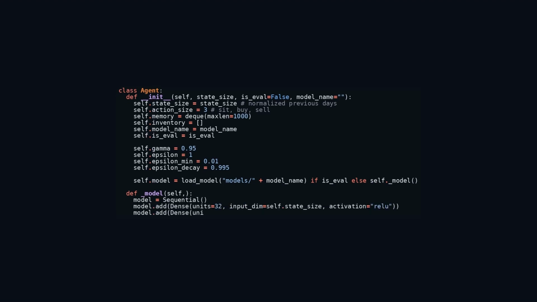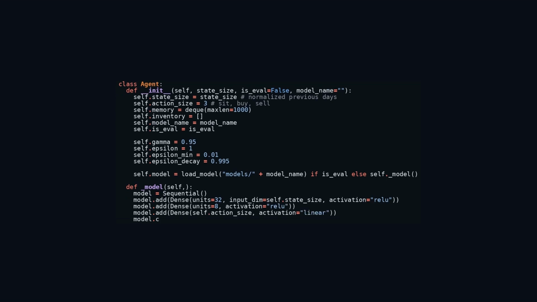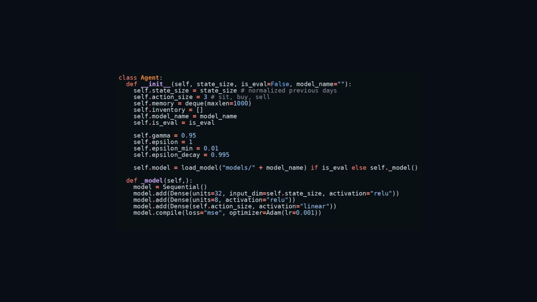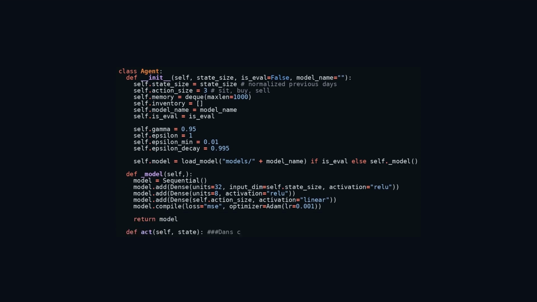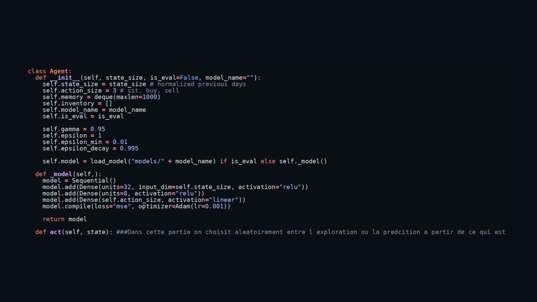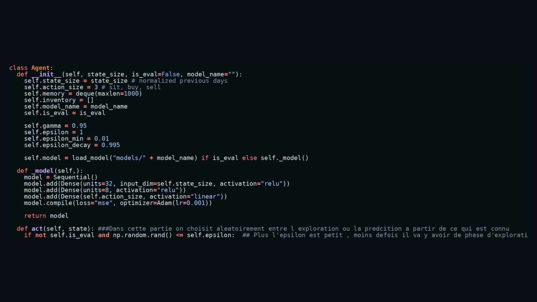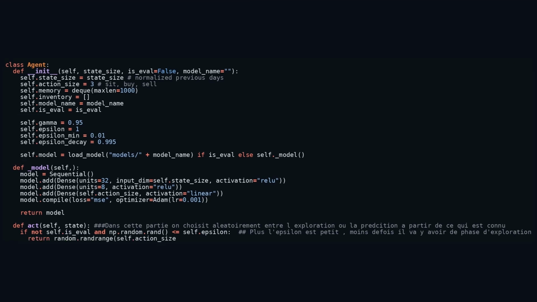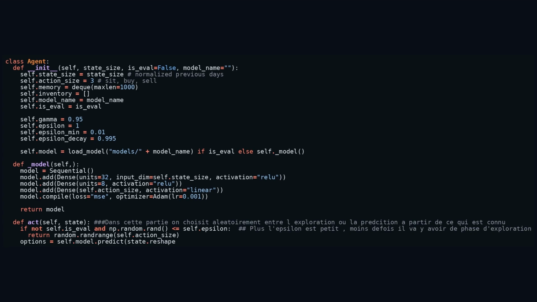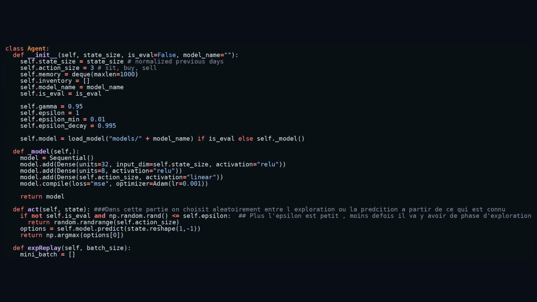The ACT function assists the agent in exploring randomly or predicting actions based on current model forecasts. The experience replay mechanism comes into play, involving the sampling of a random set of actions, rewards, states, and subsequent states to refine the model for enhanced value predictions. This class is fundamental for embedding a reinforcement learning system, notably in contexts such as stock trading or gaming, where an agent must learn from its interactions to make sound judgments.